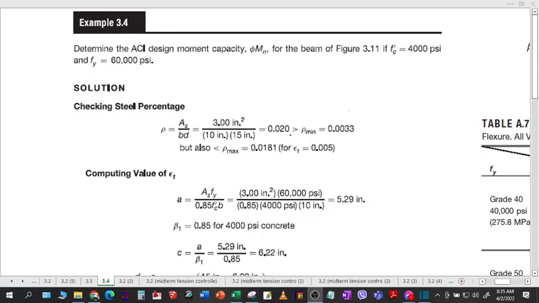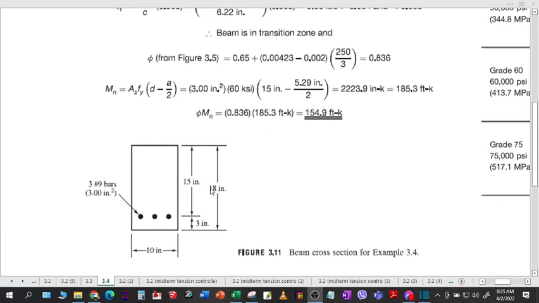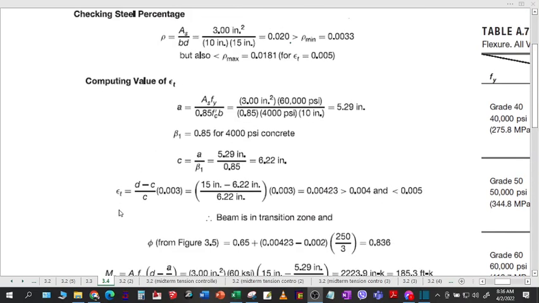Example 3.4. Determine the ACI design moment capacity φMn of the beam shown if f'c is 4,000 psi and fy is 60,000 psi. We have this section. It has an overall depth of 18 inches, an effective depth of 15 inches, and a width of 10 inches, and it has a steel area with 3 pieces of number 9 bars, equivalent to 3 square inches.